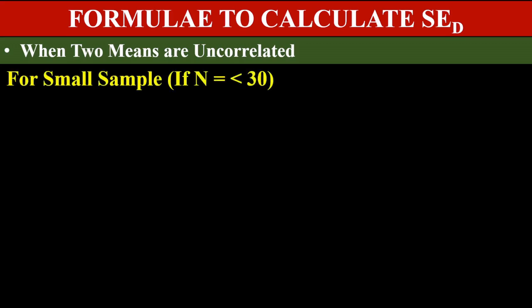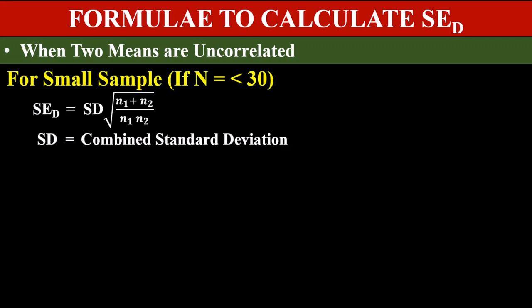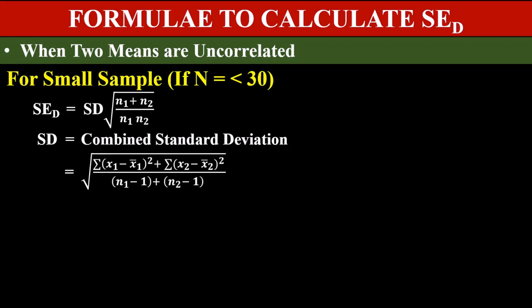Now the second situation for uncorrelated means is small sample. Here the formula is given for small sample. Small sample means if the number of observations is equal to or less than 30 in the sample, then to find SED this formula is used. Standard error of difference between means is equal to SD into root of N1 plus N2 upon N1 into N2, where SD is the combined standard deviation here, and it is found by using this formula.